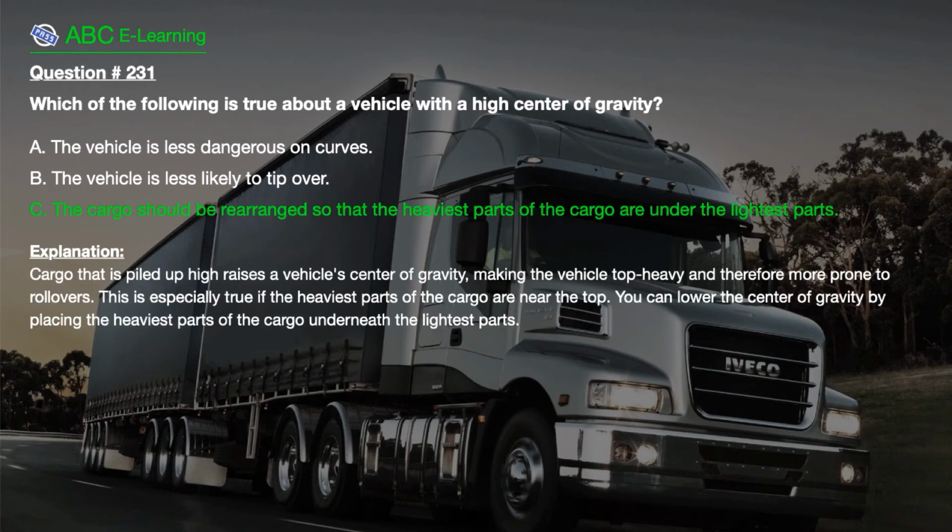The correct answer is C. The cargo should be rearranged so that the heaviest parts of the cargo are under the lightest parts. Explanation: Cargo that is piled up high raises a vehicle's center of gravity, making the vehicle top heavy and therefore more prone to rollovers. This is especially true if the heaviest parts of the cargo are near the top. You can lower the center of gravity by placing the heaviest parts of the cargo underneath the lightest parts.